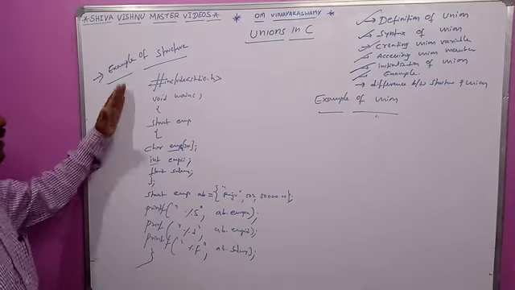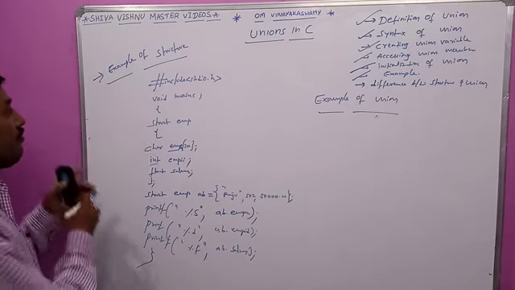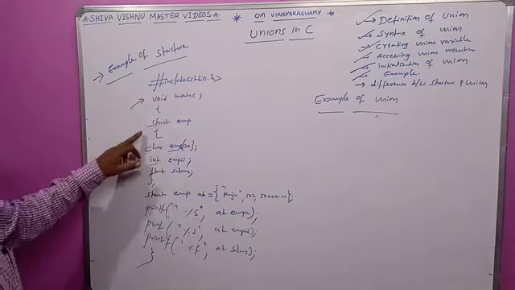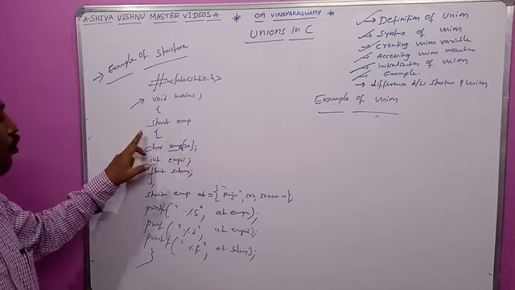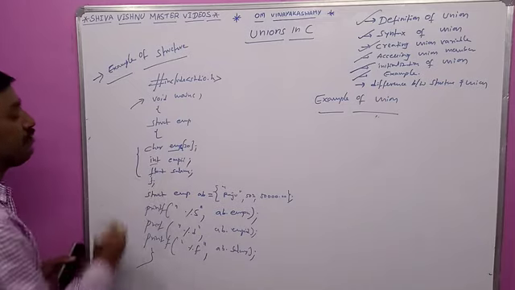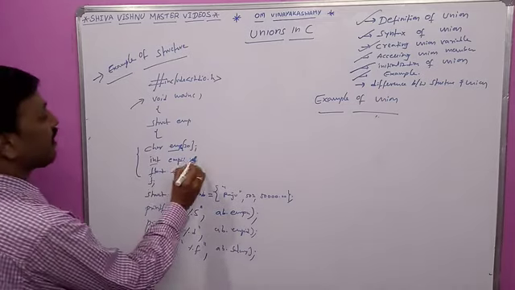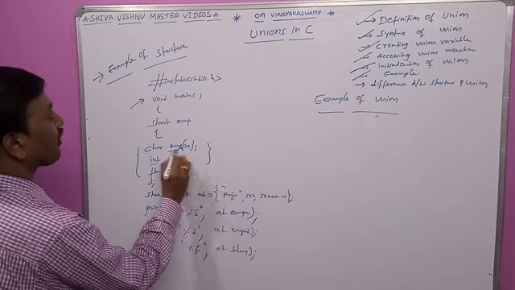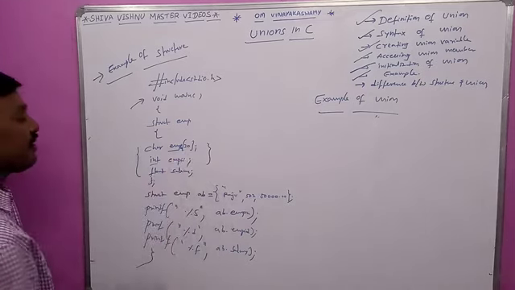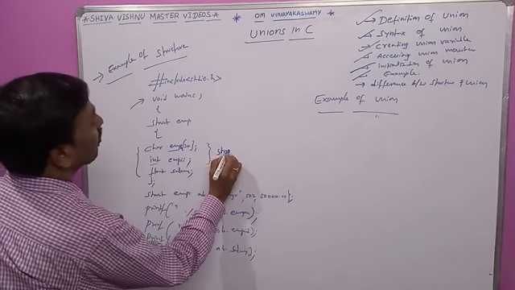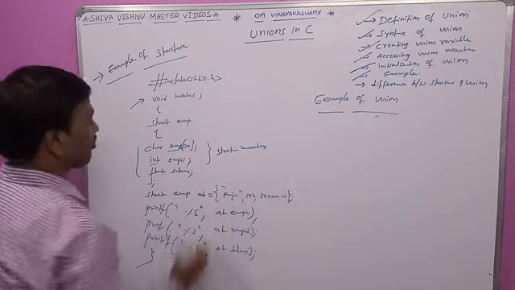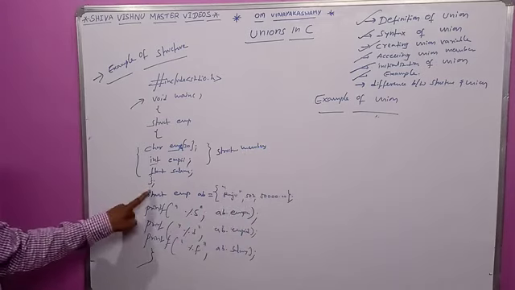Here you can see this is an example of a structure. Every execution will start from main. Here you can see struct, the structure name, open brace. Here you can see the different data types: character, int, float. These are the members: employee name, employee id, salary, like that. These are the structure members, close brace, semicolon.